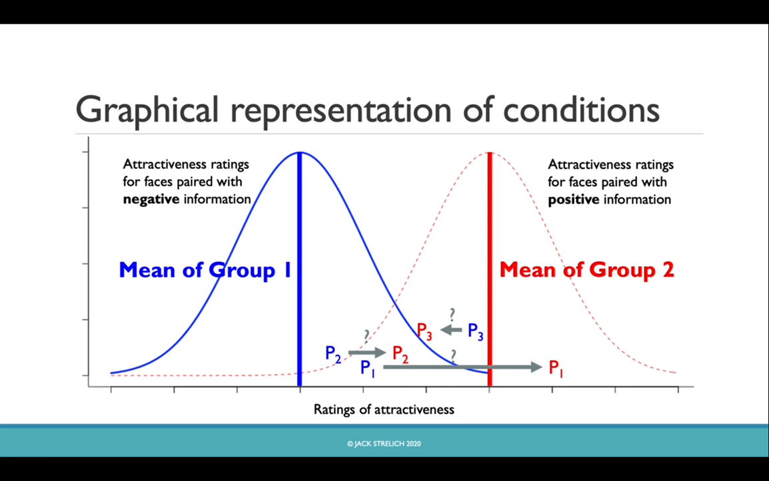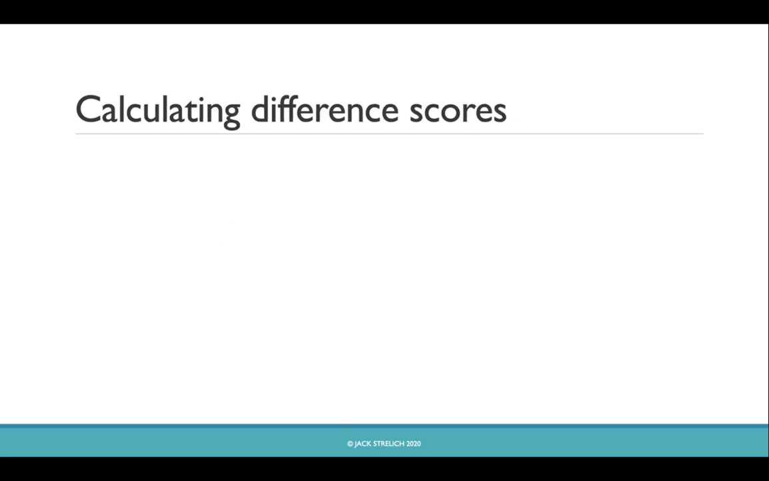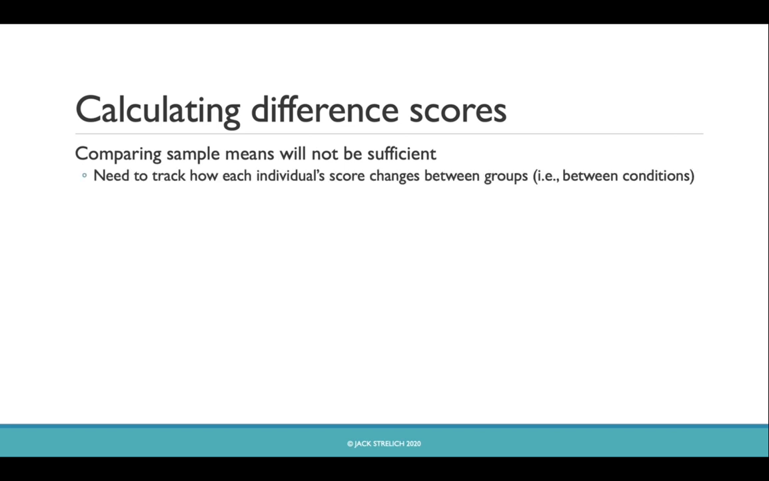For participant 2, we have a change in the same direction, but it's not nearly as large. And for participant 3, we actually have a smaller change in the opposite direction. So, as I mentioned before, simply comparing sample means will not be sufficient. We need to track how each individual score changes between groups, in other words, between conditions. And the solution is to calculate difference scores for each individual.